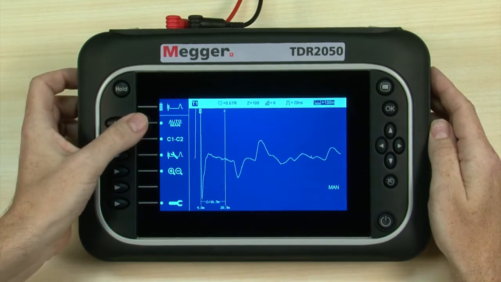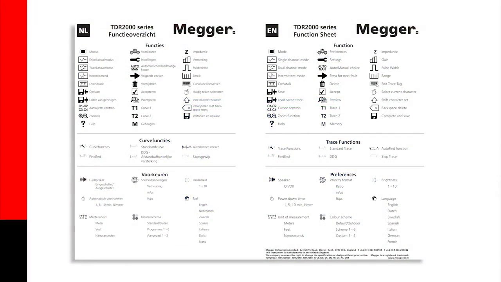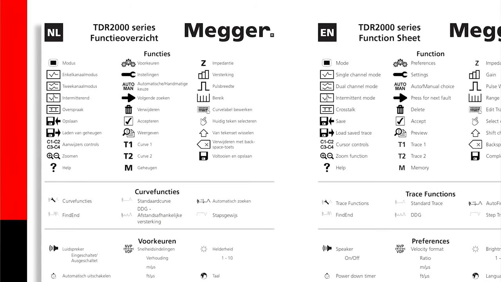Menu icons identify individual functions or group of functions. For those who like a crib sheet, we supply a full list of icons and functions on the printed function sheet.